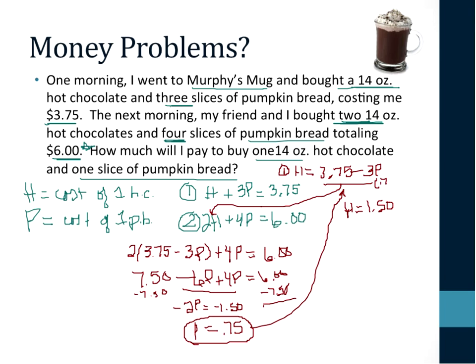Again, what I did here is I just plugged in or substituted in 75 cents for the cost of the pumpkin bread. So I figured out that the hot chocolate is $1.50, but what I was really asking was how much am I going to pay to buy one hot chocolate and one slice of pumpkin bread. So that's where we're getting $1.50 plus 75 cents to figure out $2.25. Okay.